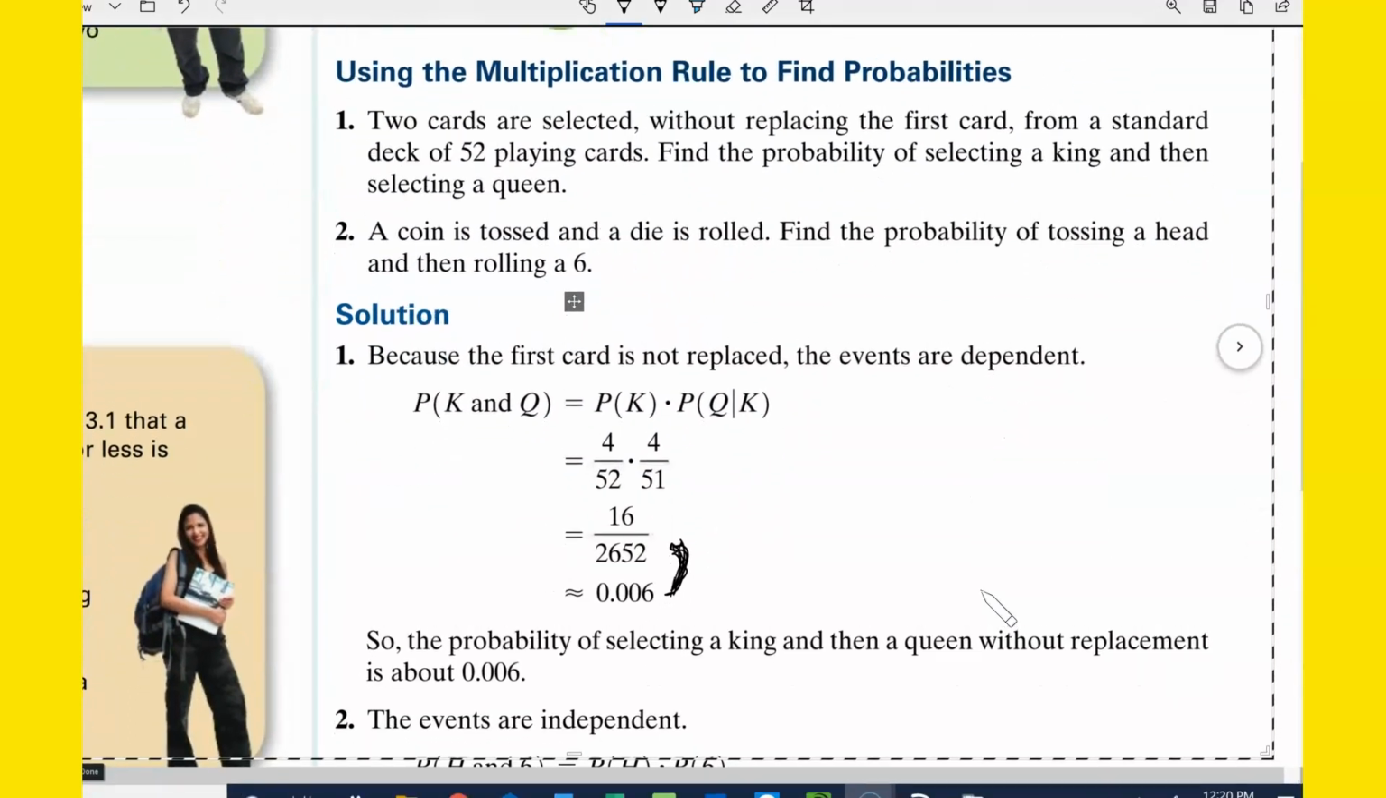All right, number 2, a coin is tossed and a die is rolled. Find the probability of tossing a head and then rolling a 6. What's the probability of getting heads whenever you toss a coin? 1 out of 2. What's the probability of rolling a 6, given that you've already flipped and got heads? Well, it's just 1 out of 6, which would have been that regardless. So this is an example of when the events are independent. So that's going to be 1 out of 12, right? So the answer is 1 out of 12 there.